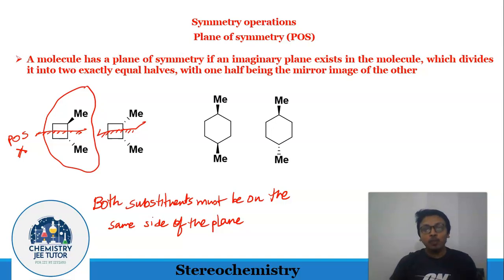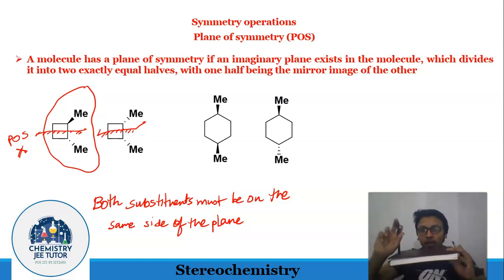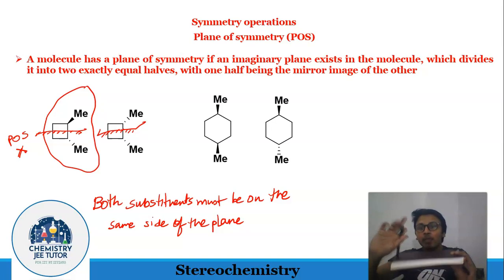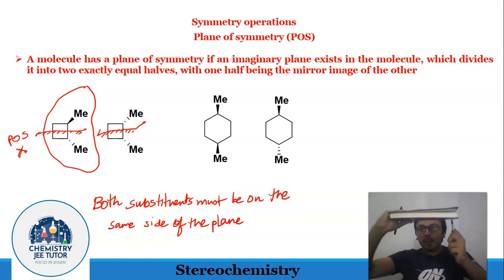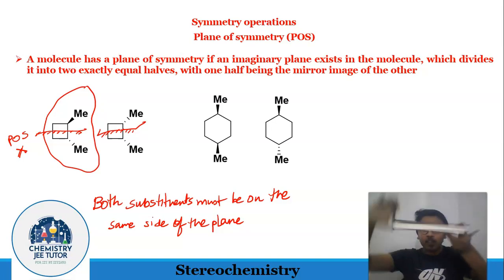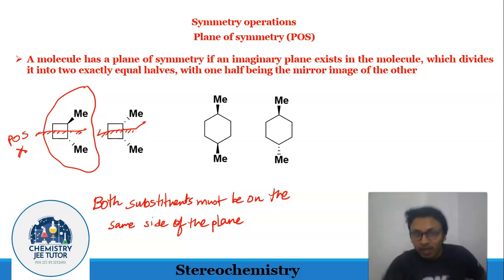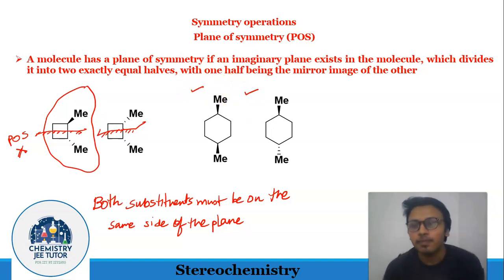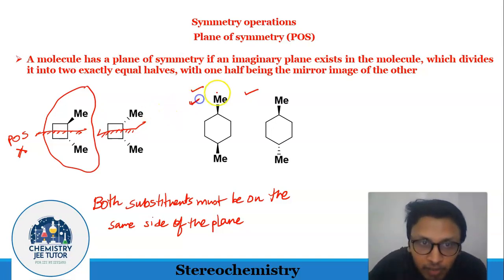Only if both the substituents are on the same side of the plane, like I showed here, if both the methyls are on top, then if you put a plane here, it will divide the molecule into equal and identical halves. This methyl will show a mirror here. This methyl can't show a mirror here. This will not be the mirror image of this top methyl, right? So tell me now, in this case, which will show a plane of symmetry, this one or this one? You see for yourself, this one will show a plane of symmetry. This molecule will show a plane of symmetry.